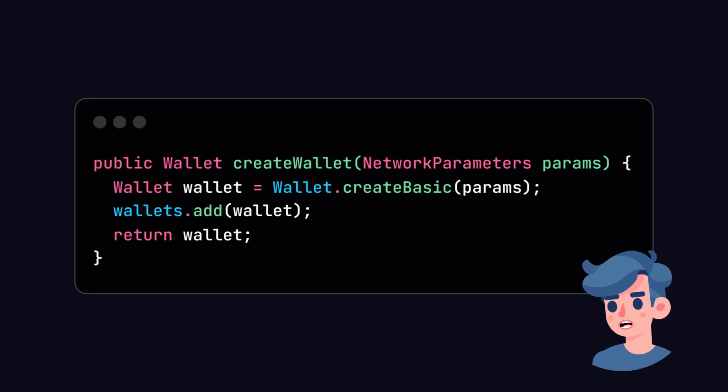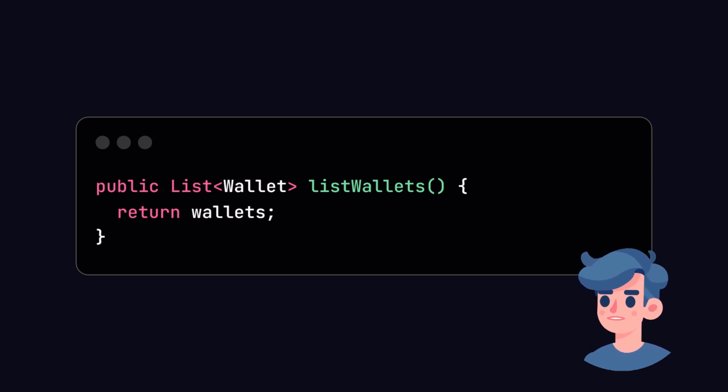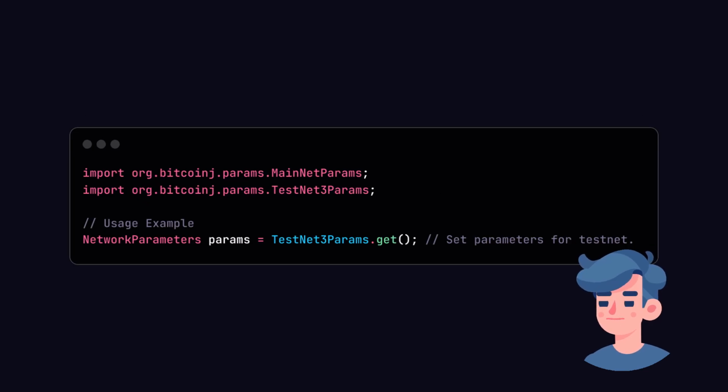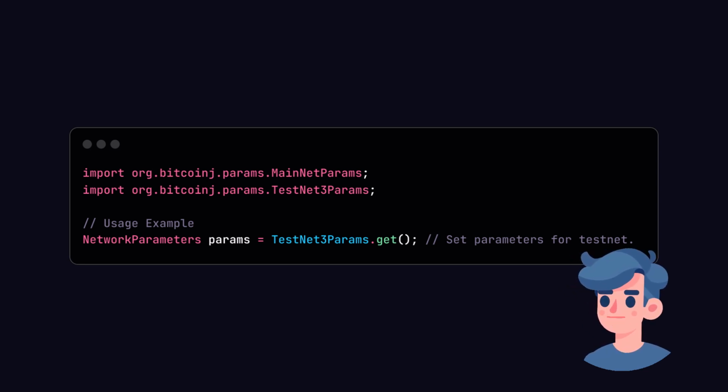Next, we'll implement a method to create a new wallet. The createWallet method initializes a new wallet using the provided network parameters, which could be either mainnet or testnet. Notice how we add this wallet to our list of wallets. In the next step, we will add a method to list all created wallets. With this method in place, we can quickly retrieve all wallets we've created. But before we proceed, let's check how we can set up the Bitcoin network parameters to create wallets appropriately. We typically use MainNetParams for mainnet and TestNet3Params for testnet.